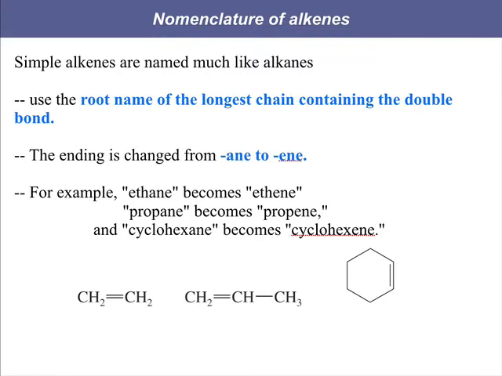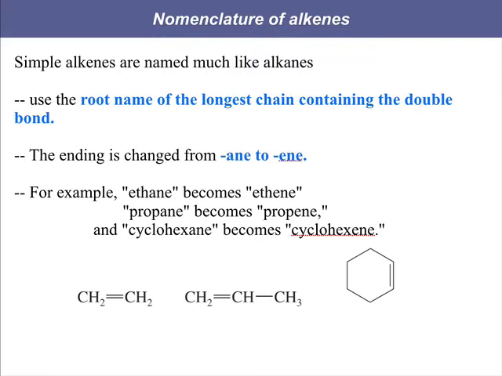There are some exceptions, sometimes when we use a double bond as a substituent, when it just simply makes more sense to not have it be part of the main chain. But usually we're going to designate the main chain as the chain containing the double bond. The ending is changed from ane to ene. I've used that a lot. We're talking about alkenes instead of alkanes.